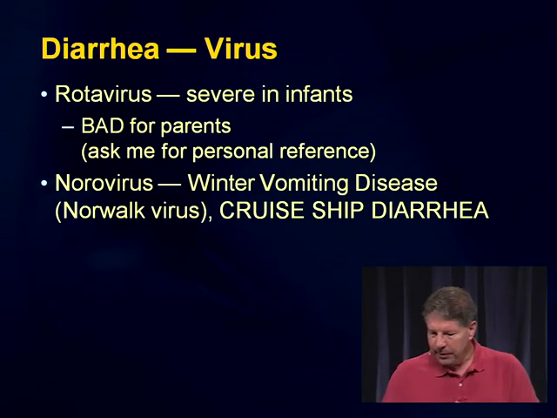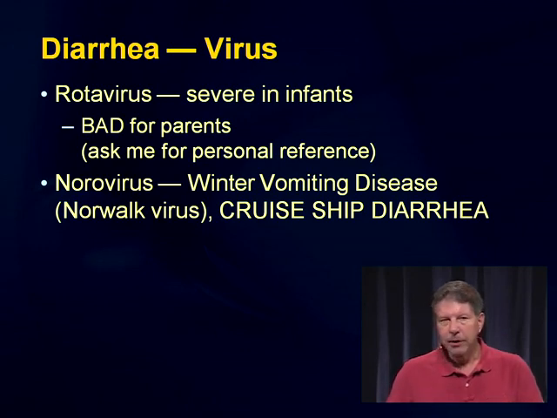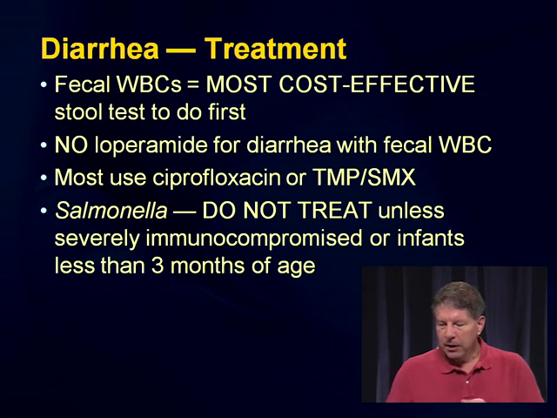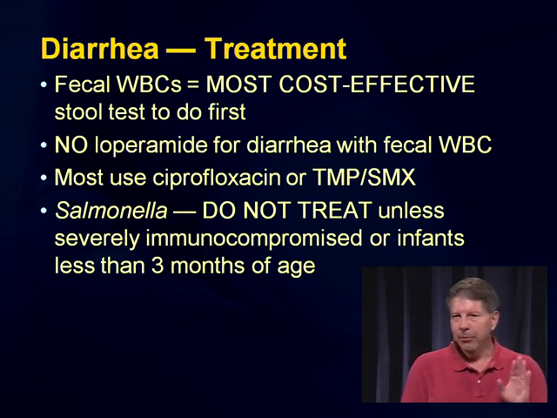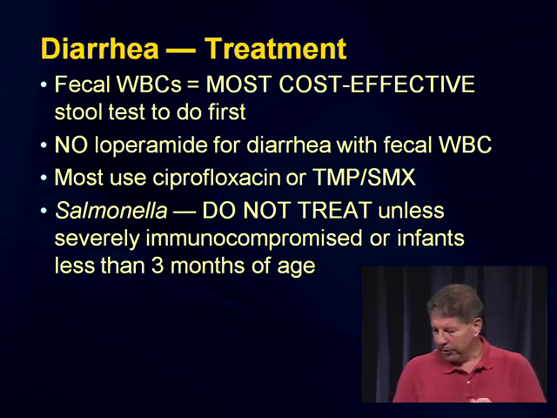So good. All right, so rotavirus, severe in infants, bad for parents. Norovirus is the cruise ship diarrhea. Don't forget that. All right, treatment. They may ask you what's the most cost-effective test you can do on a stool, fecal white cells. On the boards, that's probably the right answer. So look for fecal white cells. And then you're going to do cultures, generally, if you're worried about Shigella, things like that. Remember, Salmonella we don't treat unless they're severely ill or in infants less than 3 months of age.